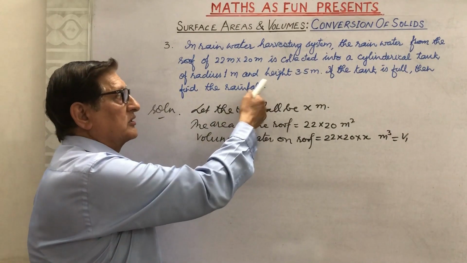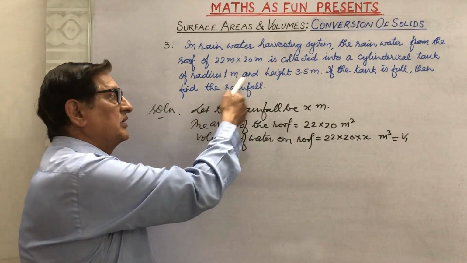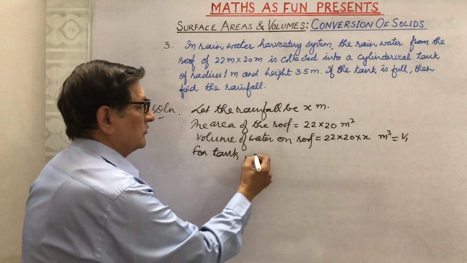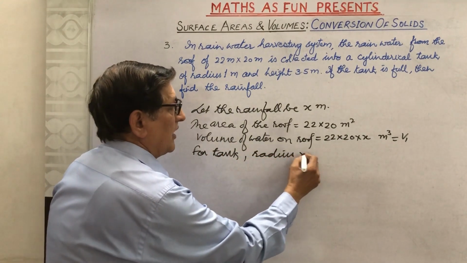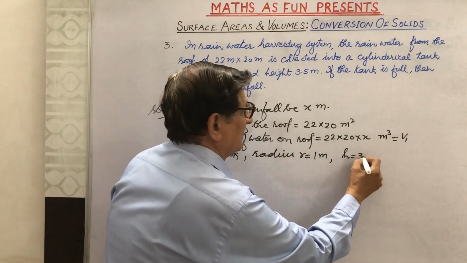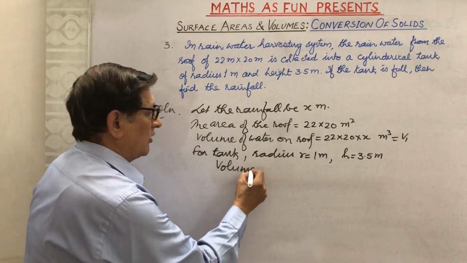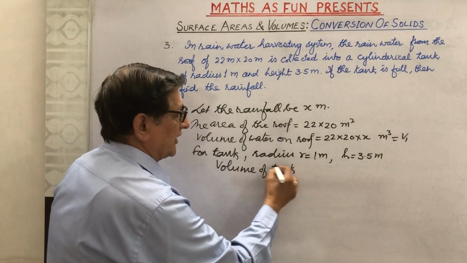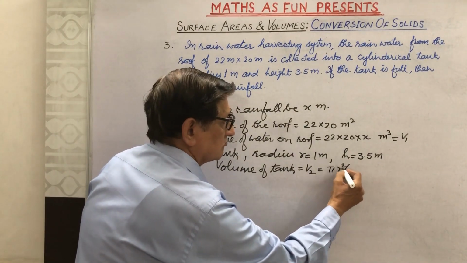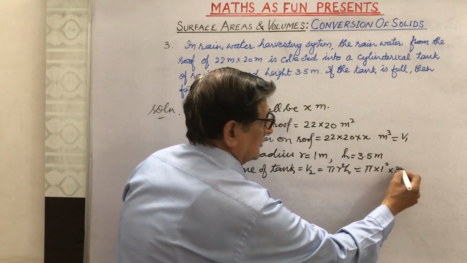Then we write the volume of the cylindrical tank. For that we have been given the dimensions. So we write here, for tank, the radius r has been given as 1 meter, height h has been given as 3.5 meter. So the volume of tank, that is equal to suppose V2. Is it pi r square h? That is pi into 1 square into 3.5.